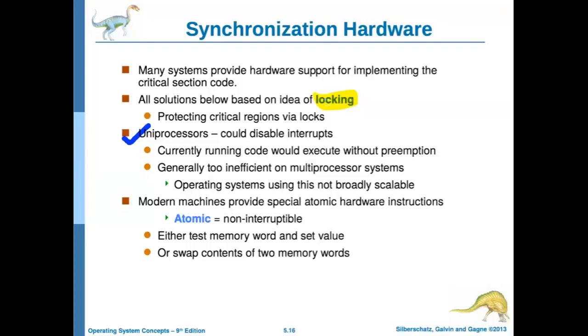But then the problem is, will this solution work with multiple processors? No. The reason is very simple. EI and DI instructions are limited to that processor only. If I have two processors, and one process is selected on processor 1 and the next process on processor 2, you cannot disable interrupts of the other processors. So this is an inefficient solution for multiprocessor systems.